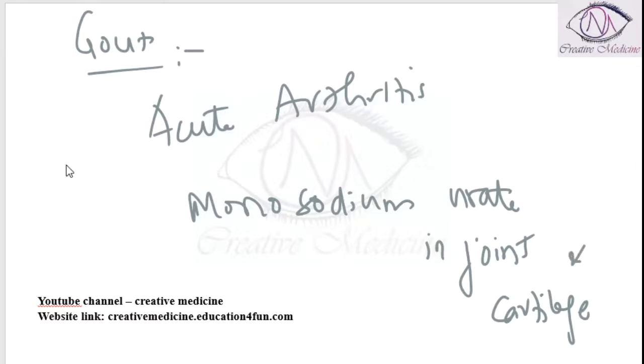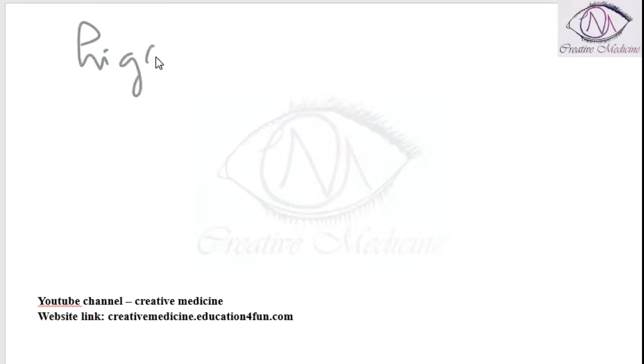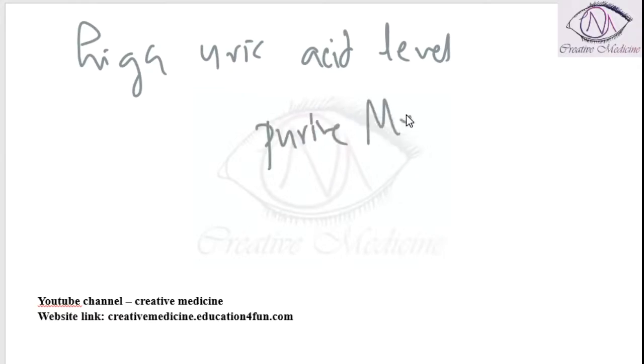Gout is usually associated with high uric acid levels, that is, hyperuricemia is seen. It is a poorly soluble agent and the major end product of purine metabolism. Clinically, gout is associated with hyperuricemia, and sometimes hyperuricemia may also never be seen.